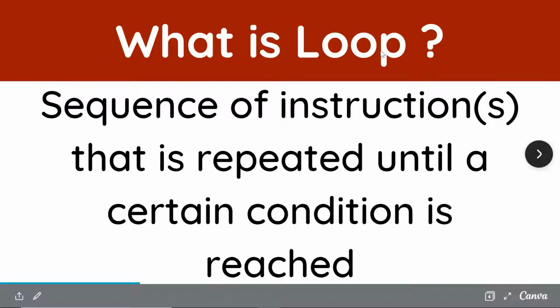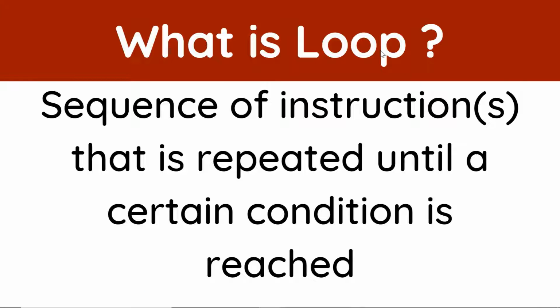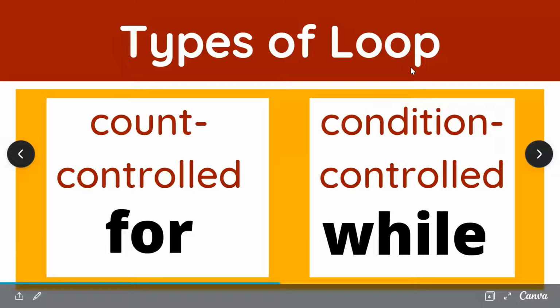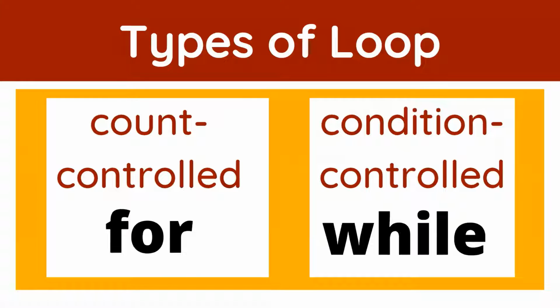Hi developers. In this video, we will discuss the loop. A loop is a sequence of instructions that is repeated until a certain condition is reached. There are two types of loop. Not only in Python, in general, in all programming languages, we can divide the loop into two types. One is count control, another is condition control. Count control is known as for loop, condition control is while loop.